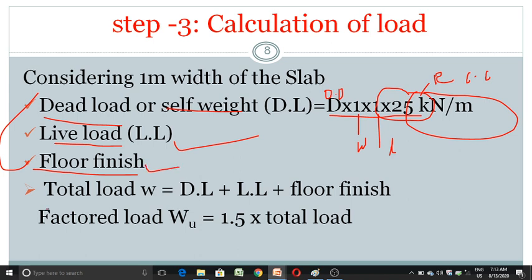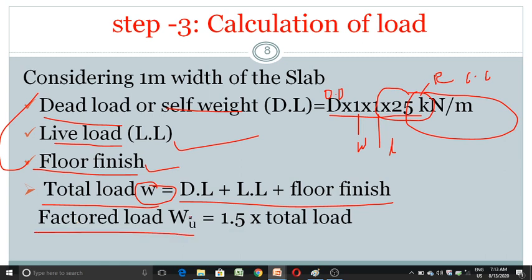Then we have to calculate the total load. What is W? I told you, it is the sum of all the loads, that is the dead load, live load, and floor finishes. After calculating the total load, you have to enhance it by using a partial factor of safety, so that we can calculate the factored load.